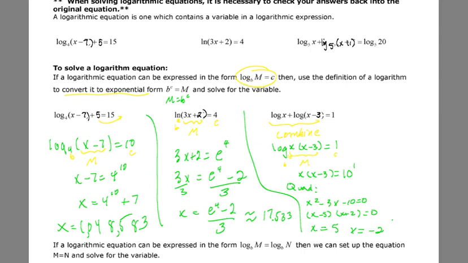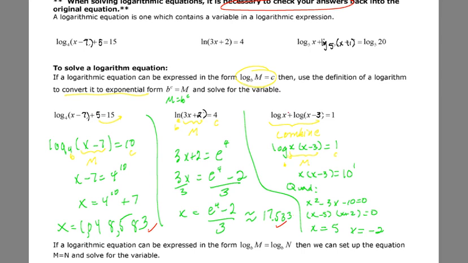Now, at the beginning, I said, oh, we've got to watch out. When solving logarithm equations, it's necessary to check your answers back into the original. The reason we want to do that is we want to make sure we don't end up taking the log of a negative number. And if I put this 1 million in place for x, I don't end up taking the log of a negative number. It checks. If I put 17.533 right here for x, I end up taking the log of a positive number. I'm okay.